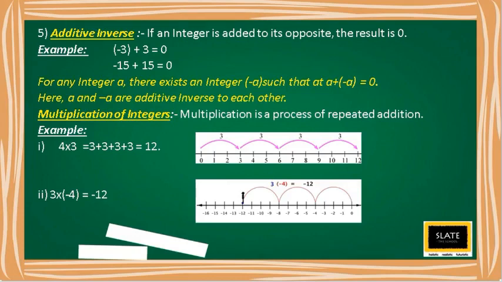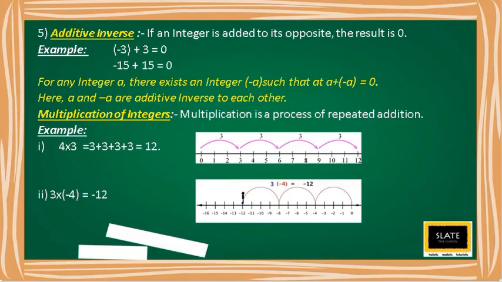Now let's see multiplication of integers. Multiplication is a process of repeated addition. We can multiply numbers on the number line as well. Let us see how we can do this with a simple example.